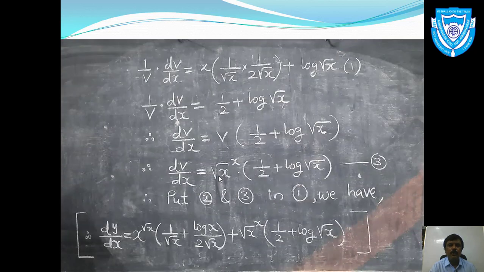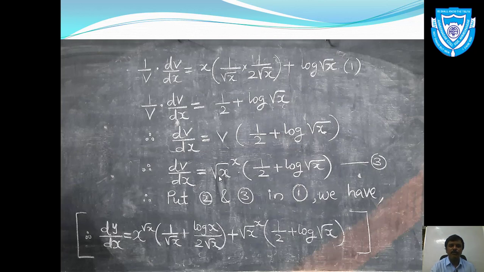The derivative of log v is 1 upon v into dv by dx, which is equal to, now at the right hand side you can observe that there is a multiplication of two different functions. So we'll use the product rule over here. So after using the product rule we have x into the bracket 1 upon root x into 1 upon 2 root x plus log of root x into 1. और simplify करने के बाद, after simplifying it further we got 1 upon 2 plus log of root x at the right hand side. हमें right hand side में क्या मिला? 1 upon 2 plus log of root x.